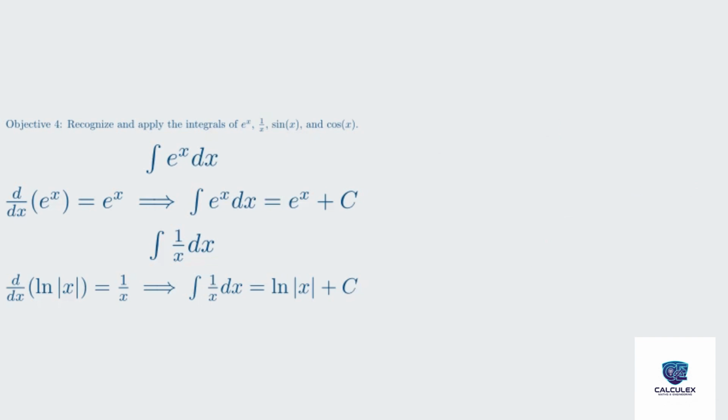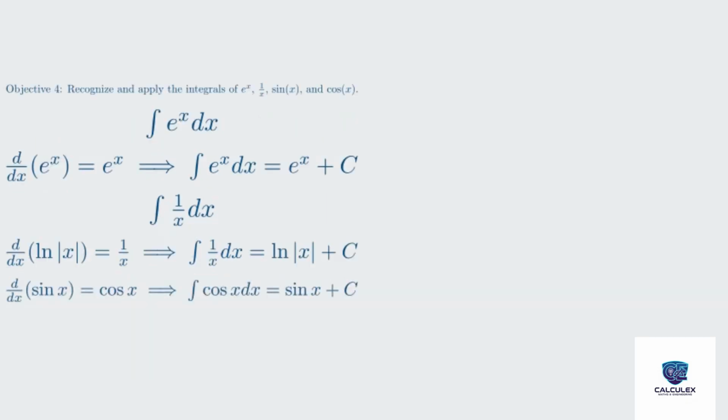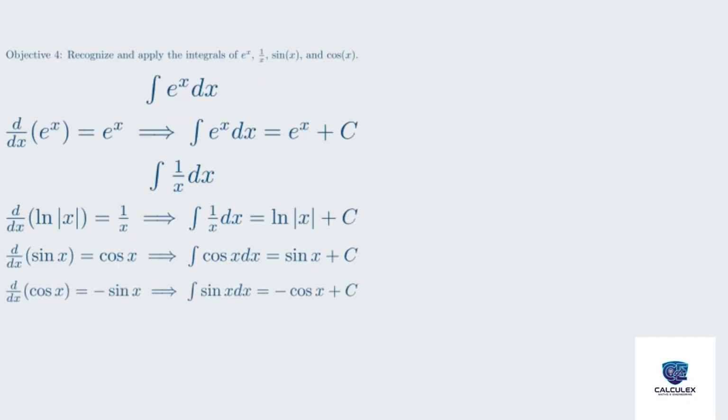Finally, let's touch on the basic trigonometric integrals. These are also direct reversals of derivative rules you've already learned. We know the derivative of sine is cosine, so the integral of cosine must be sine plus c. And what about sine? The derivative of cosine is negative sine. That means we'll need a negative sign to get rid of the extra negative. The integral of sine is negative cosine plus c.